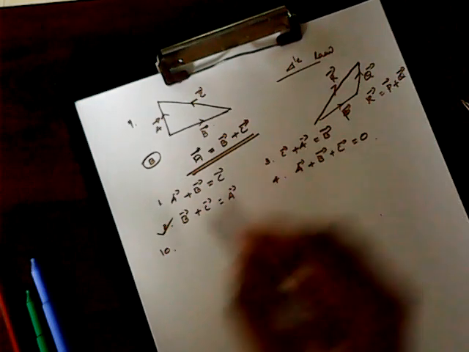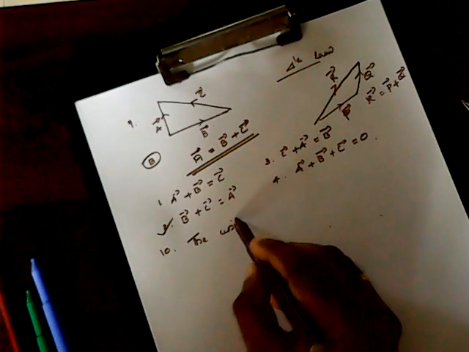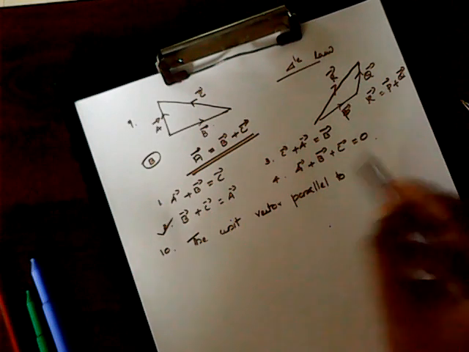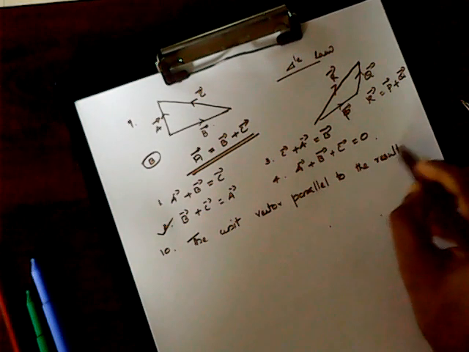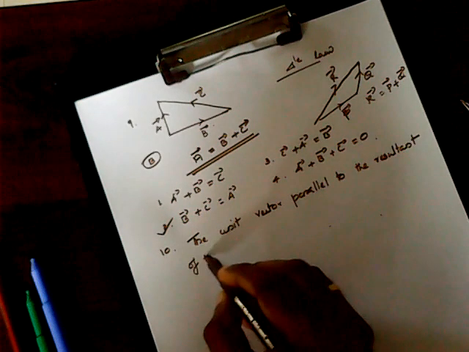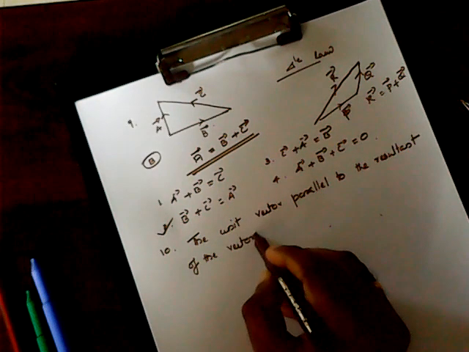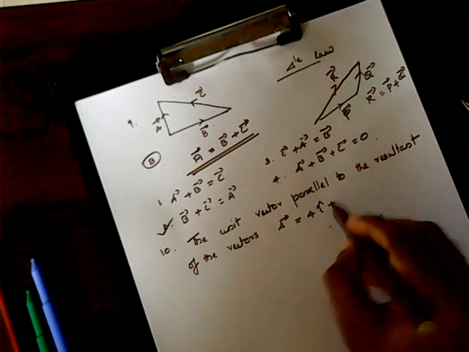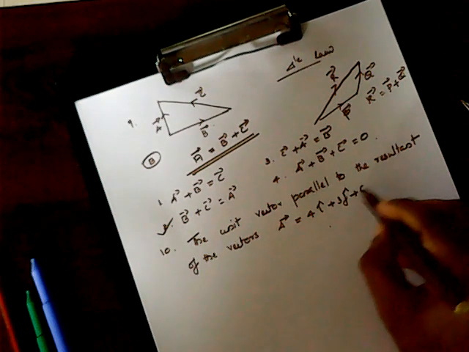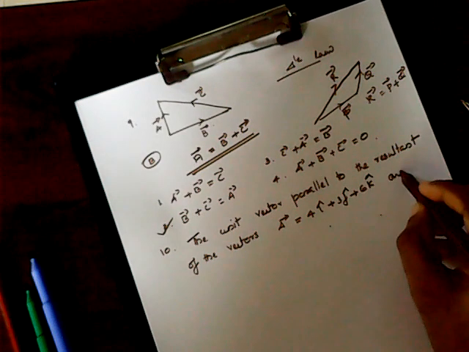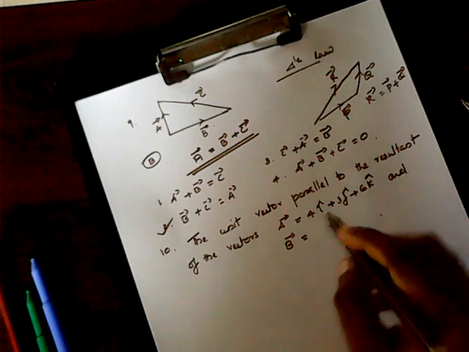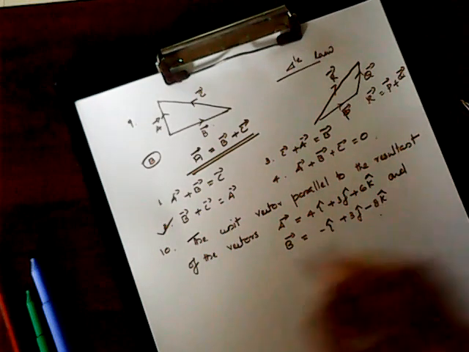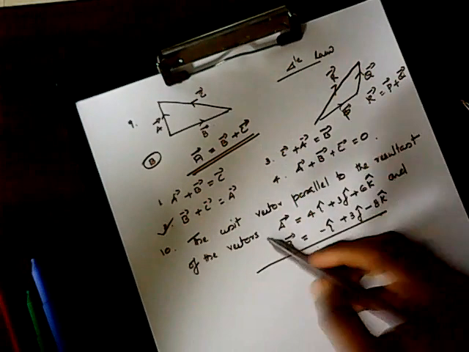Number 10 question. The unit vector parallel to the resultant of the vectors vector A equal to 4i plus 3j plus 6k, and vector B equal to minus i plus 3j minus 8k. We need to find the unit vector parallel to the resultant.